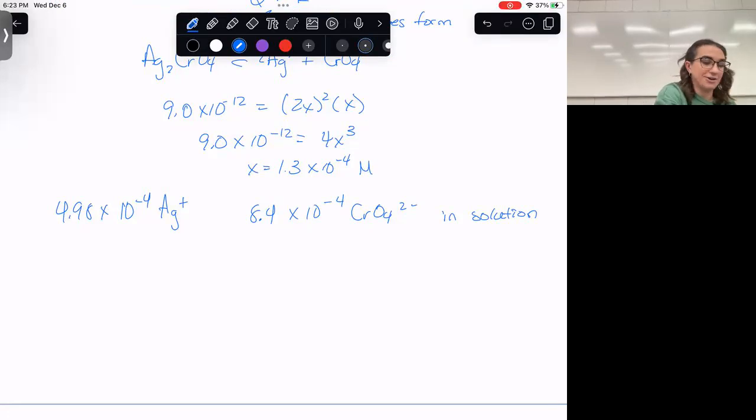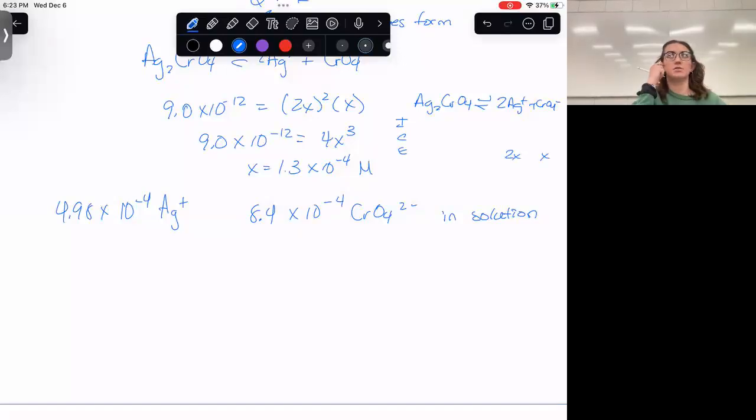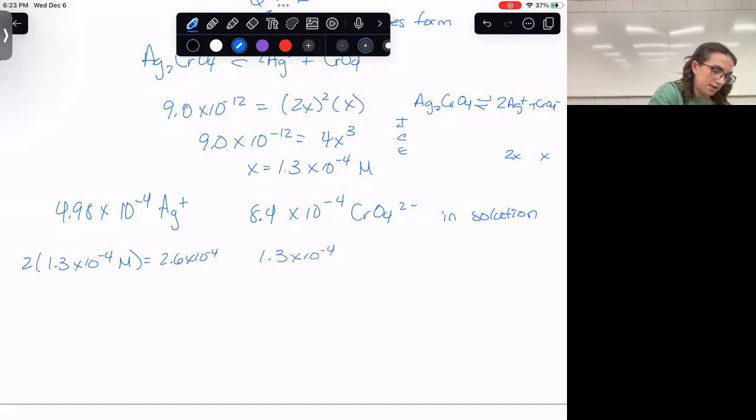If we were to write this out, you're very close. Can we double it for 7? Yep. So, if we were to write a little ICE table, at equilibrium we're going to have X and X. So you're allowed to have 2 times 1.3 times 10 to the negative 4 molar, which is 2.6 times 10 to the negative 4. And you're allowed to have 1.3 times 10 to the negative 4 molar of your chromate.